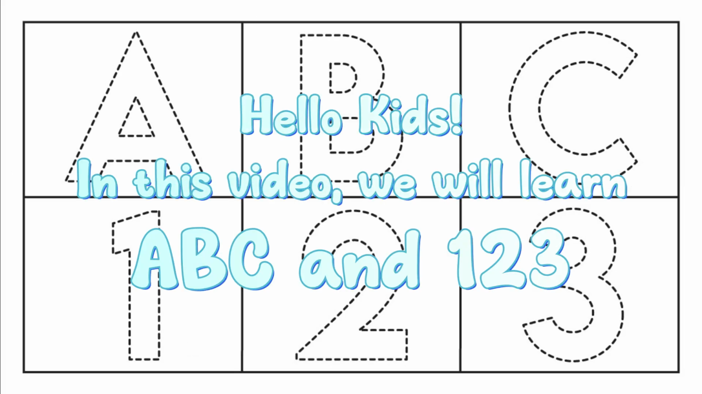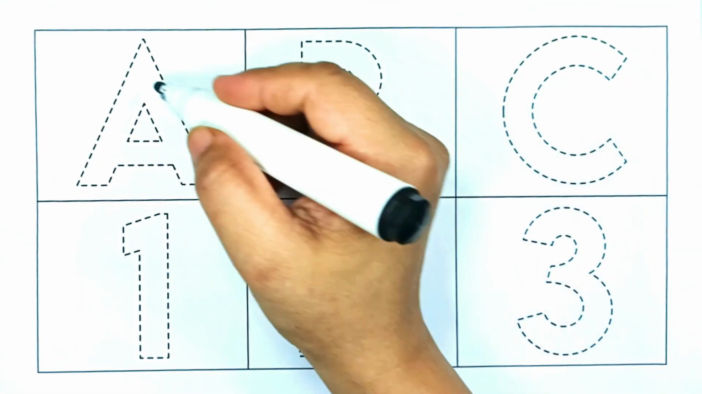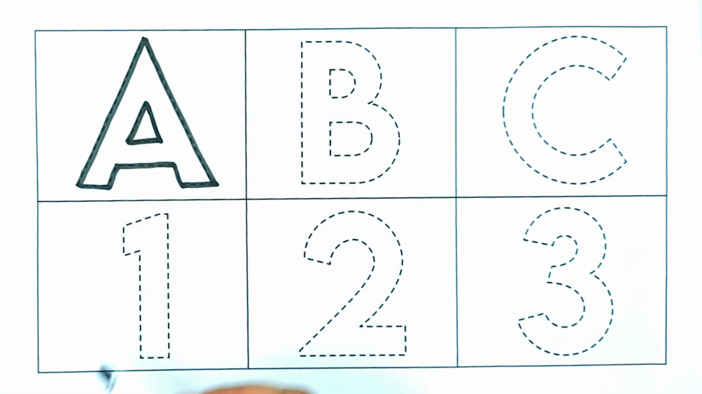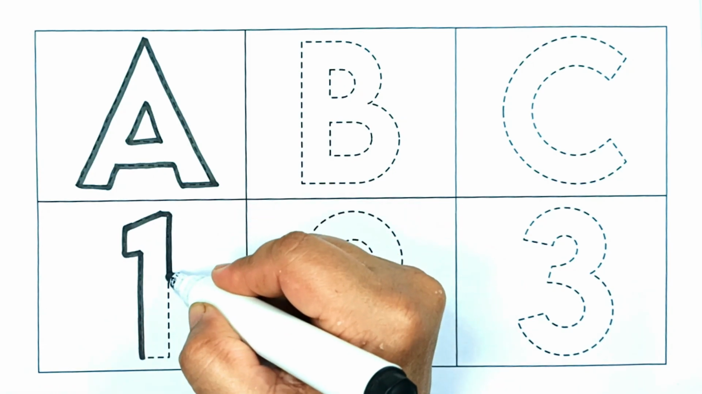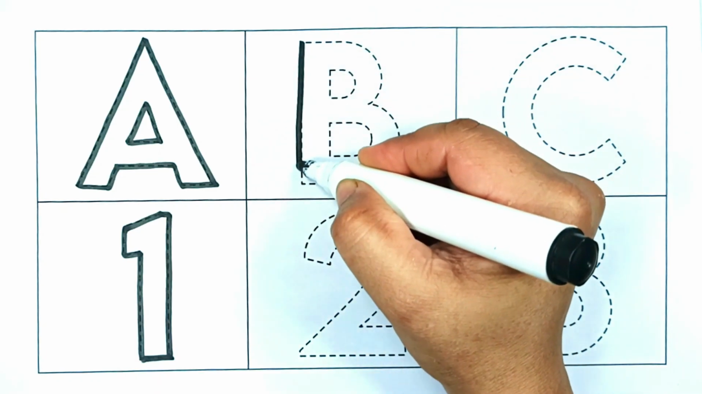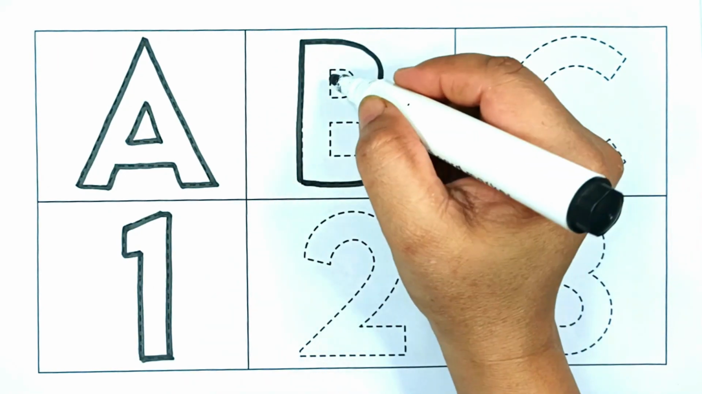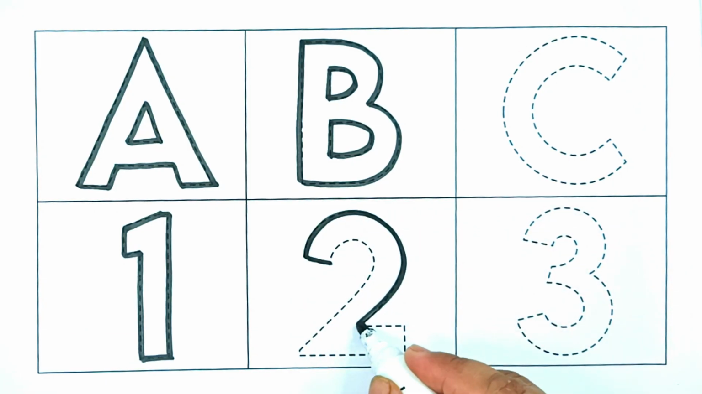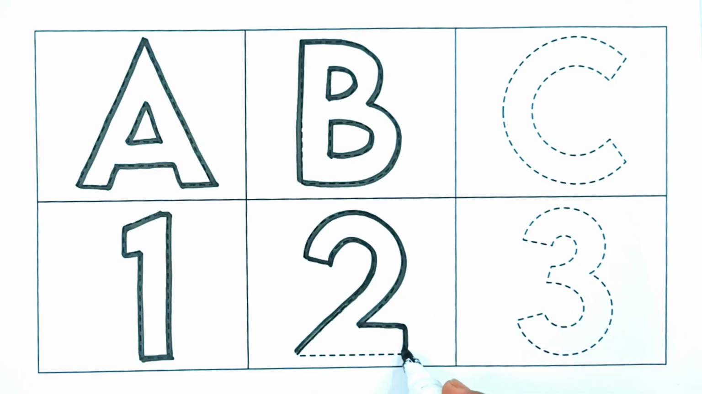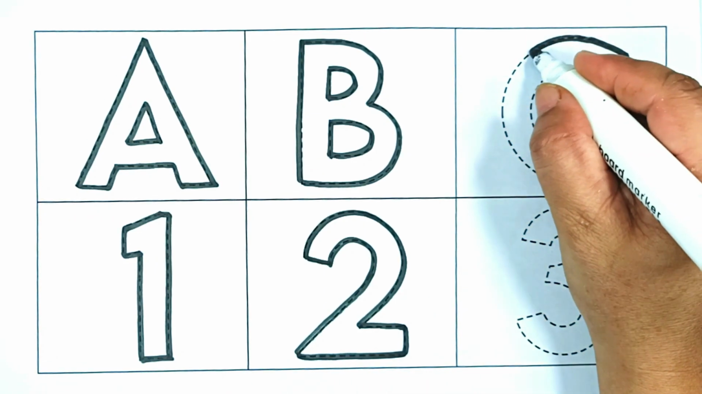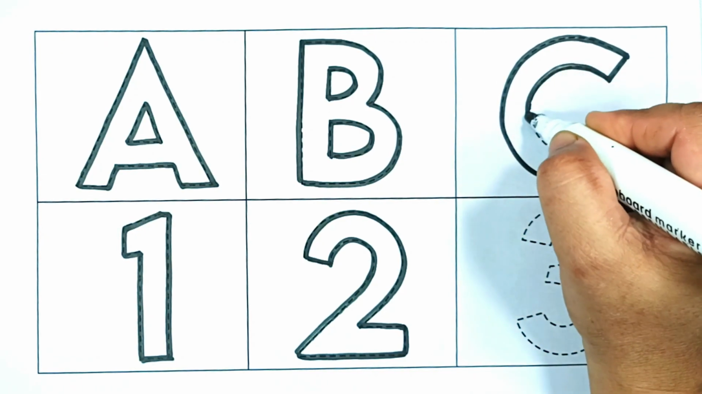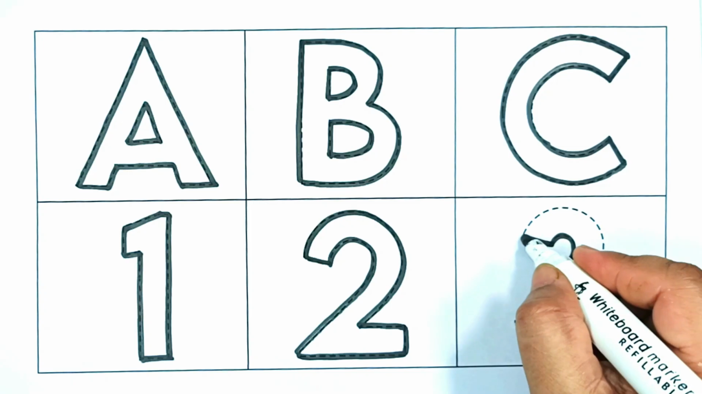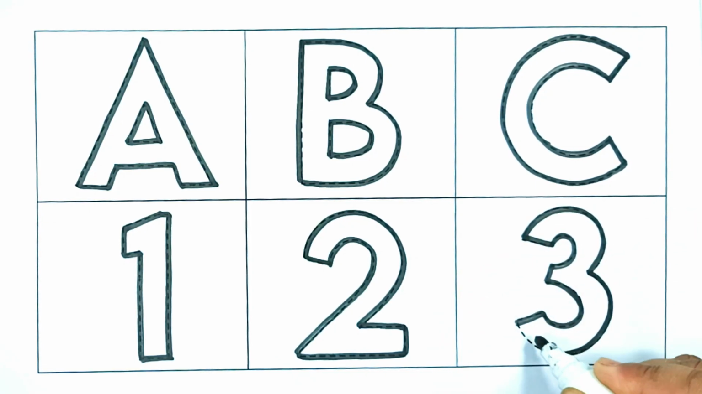Hello kids. In this video, we will learn ABC and 1, 2, 3. A. 1. B. 2. C. 3.